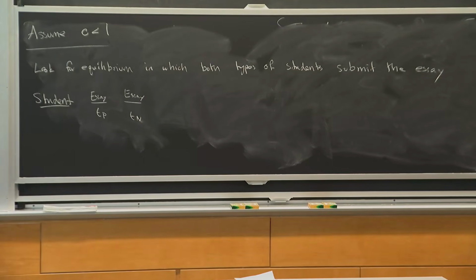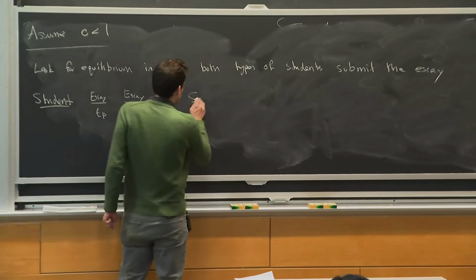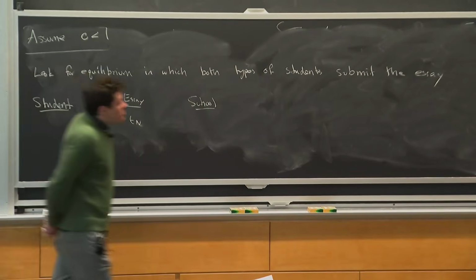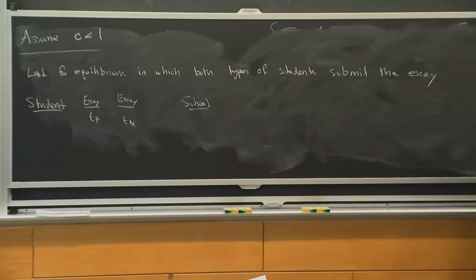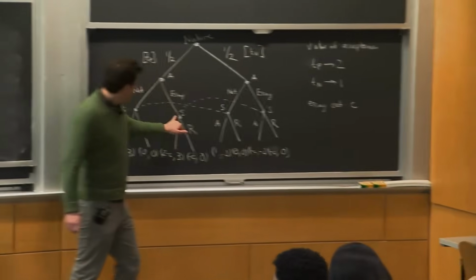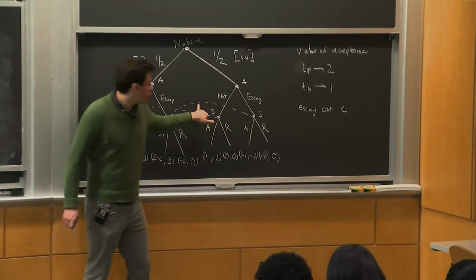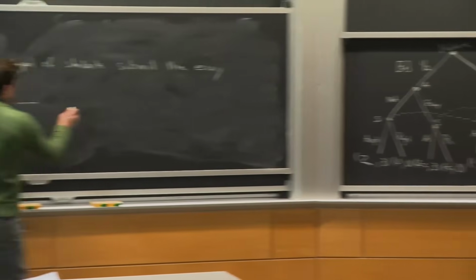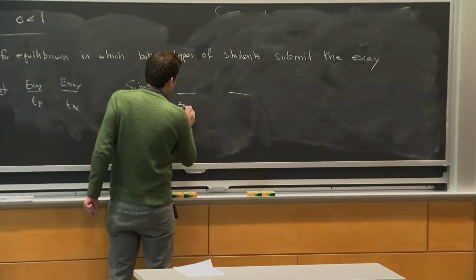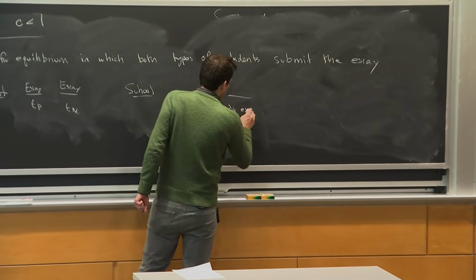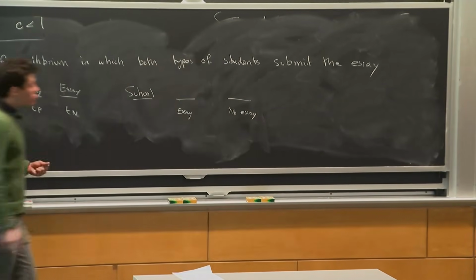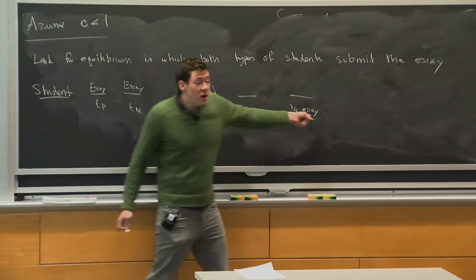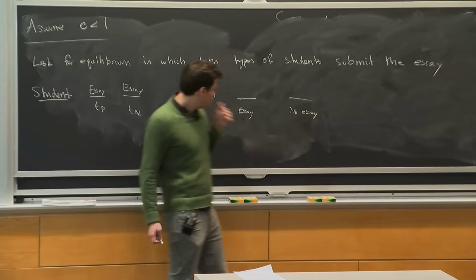Pretty easy. And now we have to go to the school and see what they do. So let's put ourselves in the position of the school, and let's look at the information set where they have received an essay. Remember, for the school, their information sets are essay and no essay. So the school needs to decide what to do if they see that the student has submitted an essay, and what to do if they see the student has not submitted an essay, right?